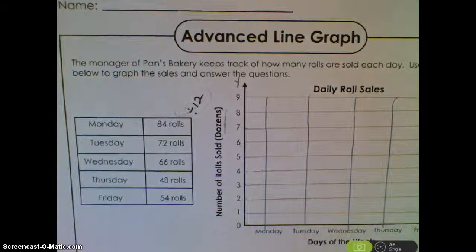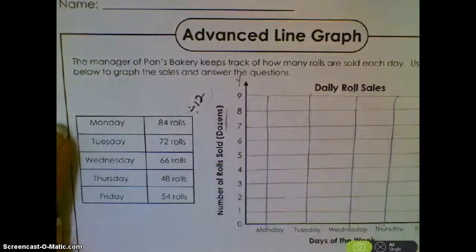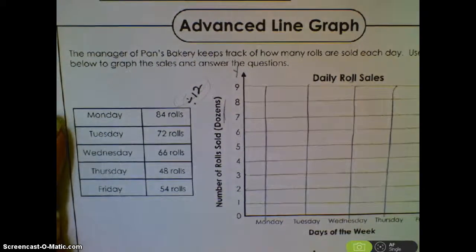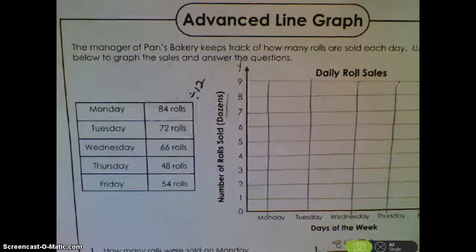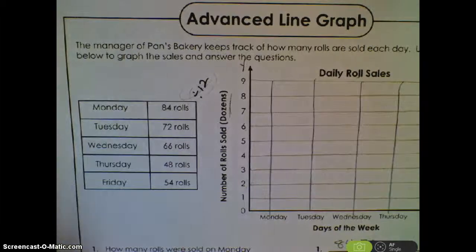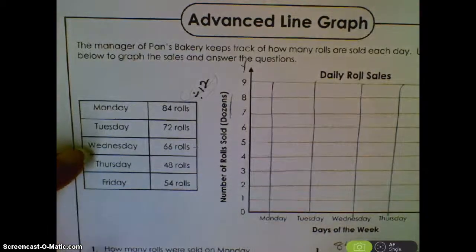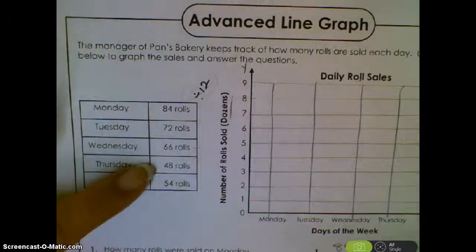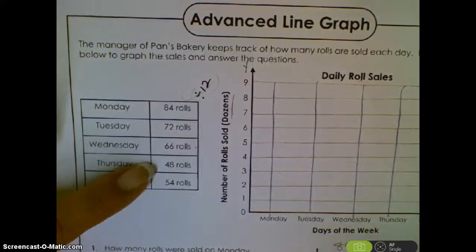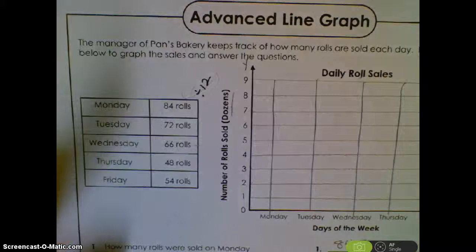How many rolls were sold on Monday and Tuesday? So let's take a look. It looks like 84 were sold on Monday, and on Tuesday 72 were sold. So we probably just want to add those together to solve that one. The next one says, how many more rolls were sold on Wednesday than on Thursday? Wednesday it was 66 rolls, and then on Thursday it was 48, so we're going to do a little subtracting to solve that one. You guys have to actually solve that.